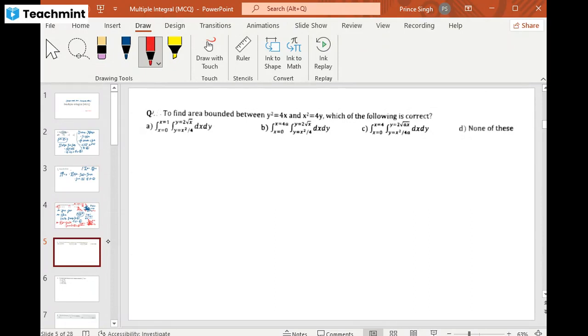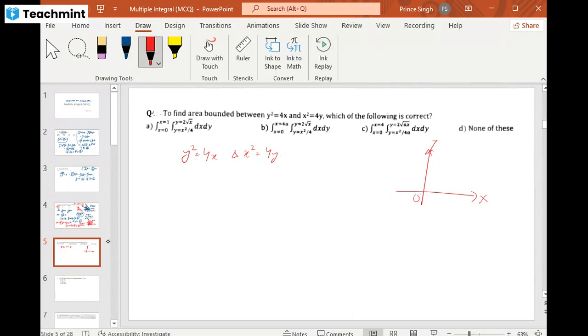Firstly, we are going to draw the rough sketch of the region. This is our x-axis, this is our y-axis, this is the origin. We are given y square equal to 4x and x square equal to 4y. When we are given two regions, the first step is to find the point of intersection of the two curves.